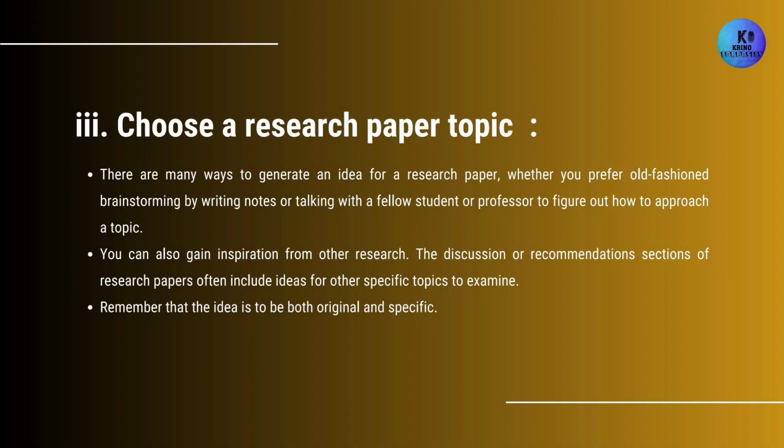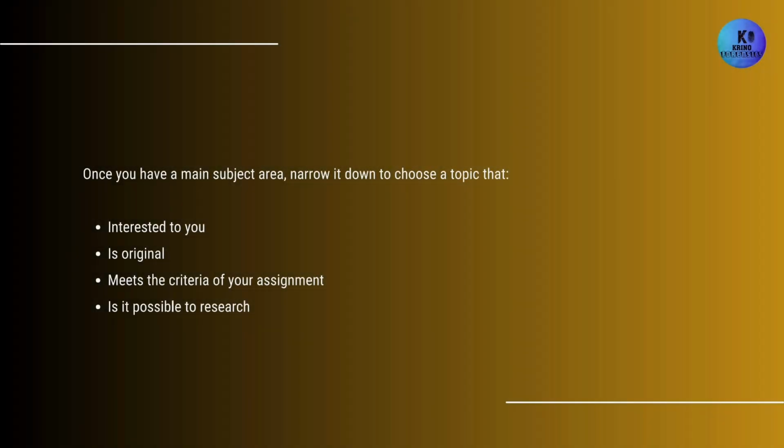The third step is to choose a research paper topic. There are many ways to generate a topic idea. You can brainstorm alone, talk to your friend, or read the discussion sections of published papers. They often mention areas that still need exploration. Choose something that interests you, that's original, meets the assignment criteria, and can be researched effectively. The more specific your topic is, the easier it will be to focus your paper.